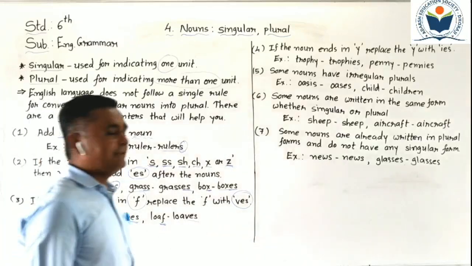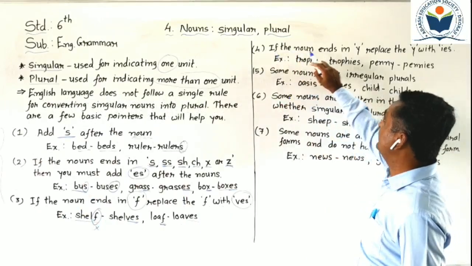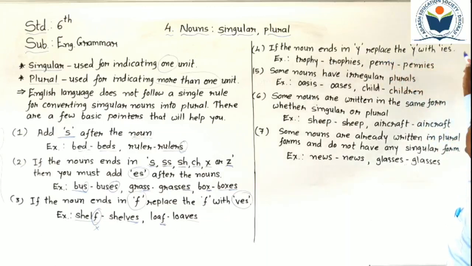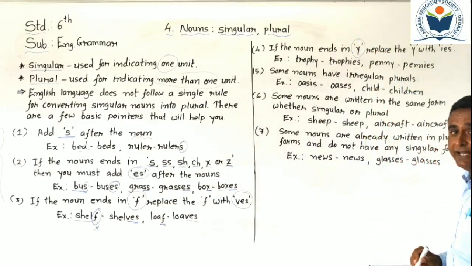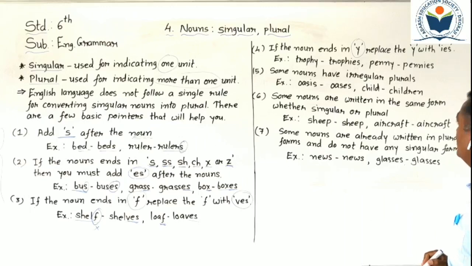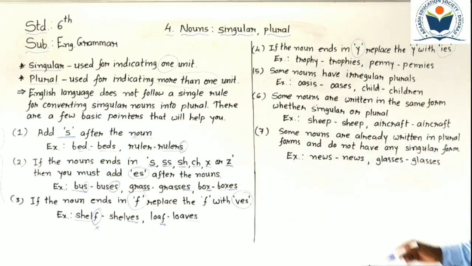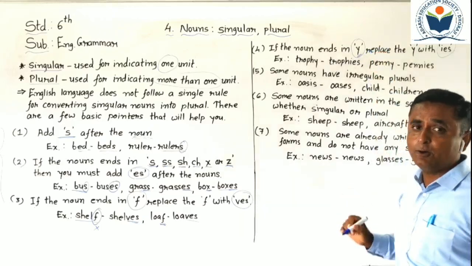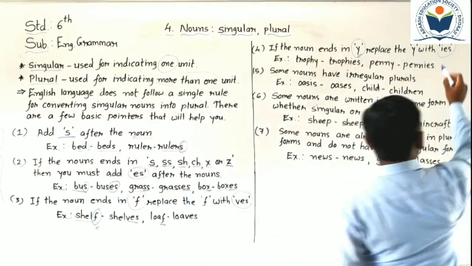Now the fourth one is given on that side. See, the fourth rule is that if the noun ends in y, replace the y with ies. If a noun's last letter is y, then we have to remove y and put ies instead of y. In short, we can say that y is converted into i and we put es on the back side. So it became ies.